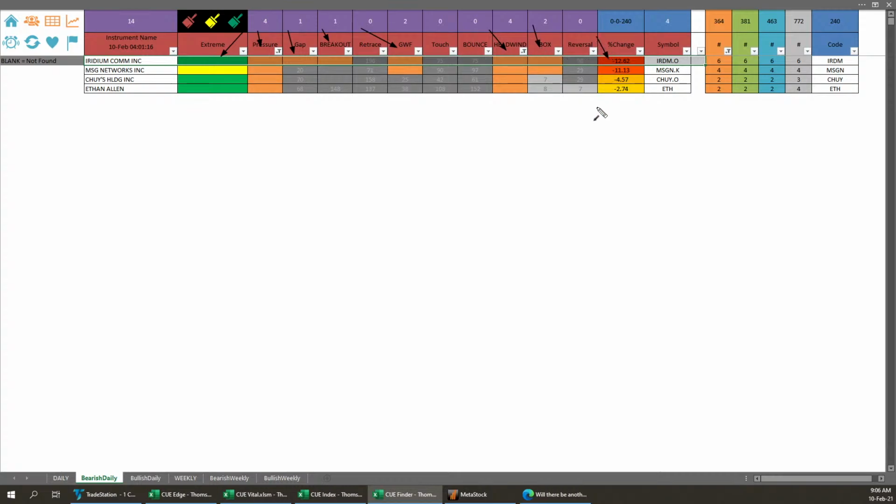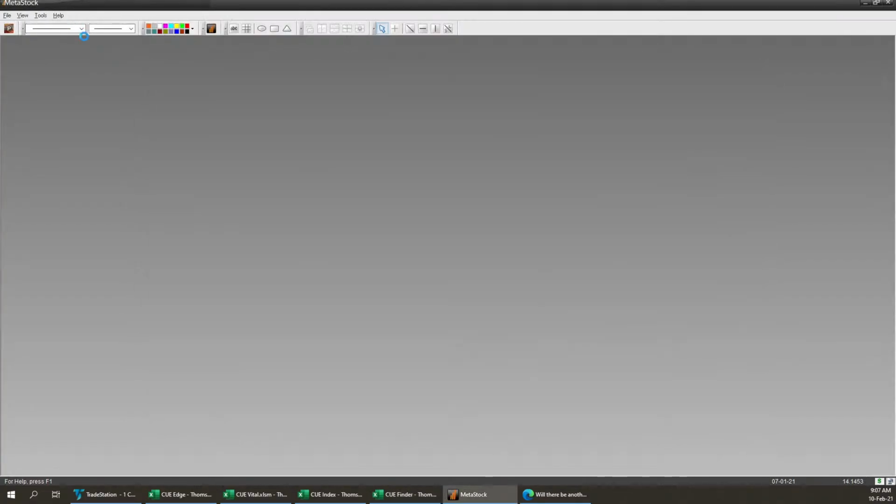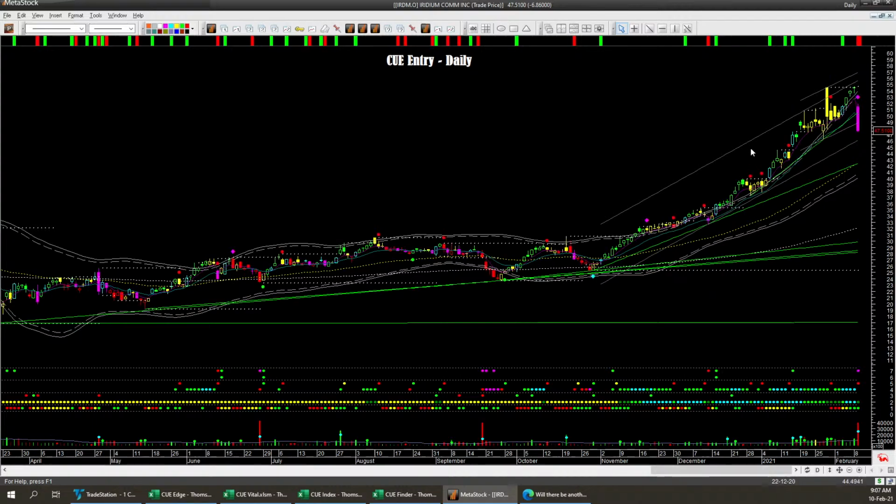Yesterday it was down by 12%. Even before opening the chart, we know that it is a stock at price extreme high and displaying 1, 2, 3, 4, 5, 6 bearish signals, down by 12.6% on a bullish day. Let's look at this stock, Iridium Communication, IRDM, and it indeed has the bearish headwind in the daily.